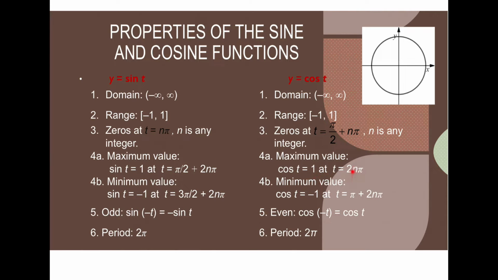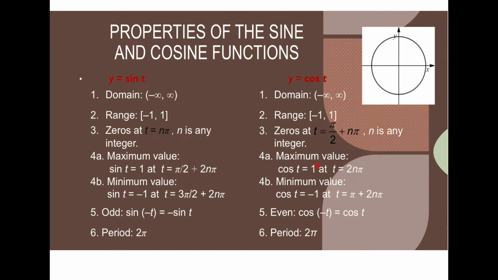And for cosine, x equal to 1 and negative 1 happen here and here. So where sine was equal to 0, we get 1 and negative 1 for cosine of t at t equals 2 pi n, so here, and then plus pi more.